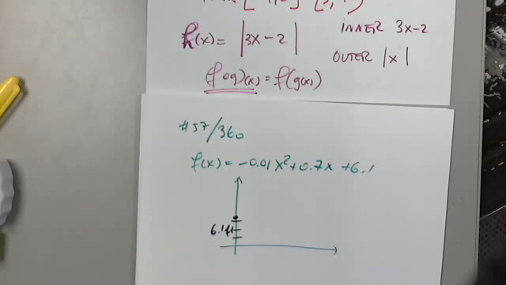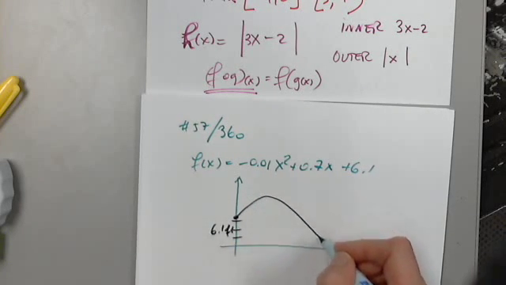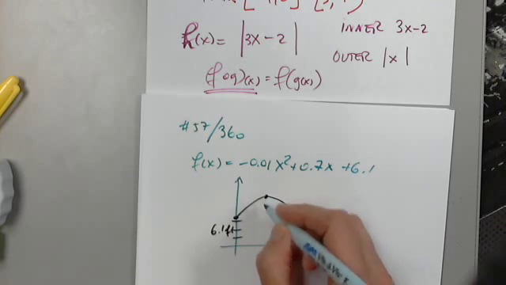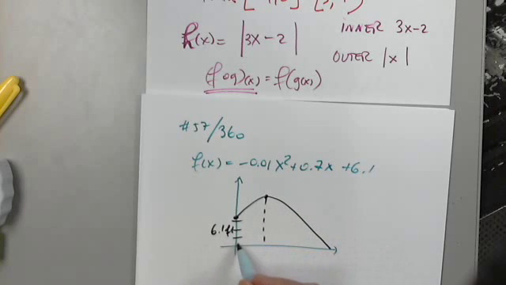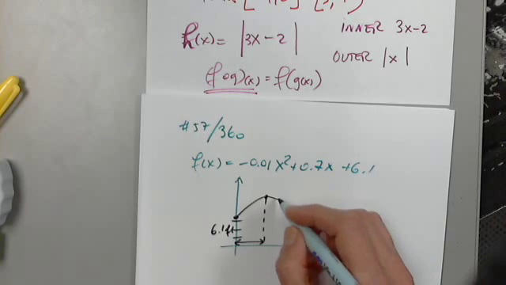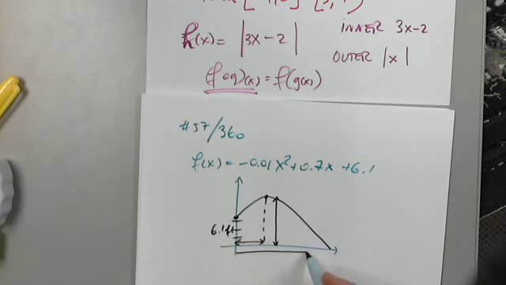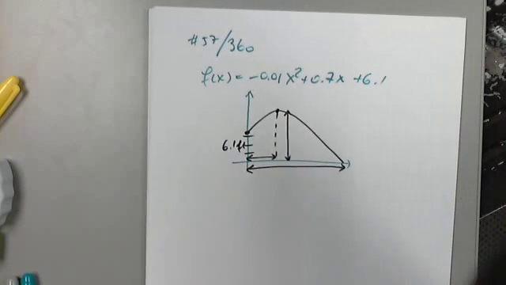Does it have a maximum or a minimum? Very good. Maximum because the leading coefficient is negative. Very good. So we have a maximum. So we're asked to find this distance. Then we're asked to find this distance. And then we are asked to find this distance when it hits the ground. So let's start.